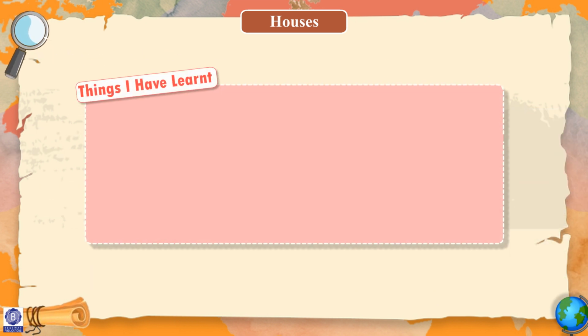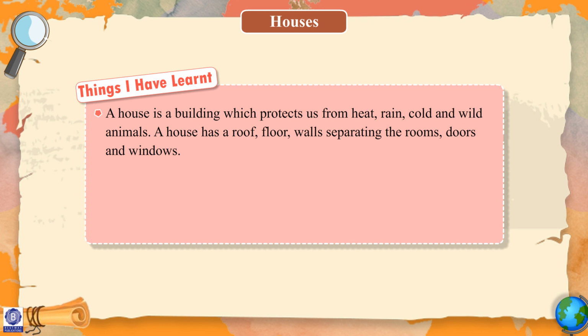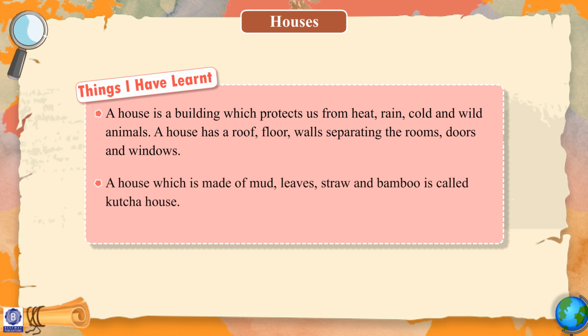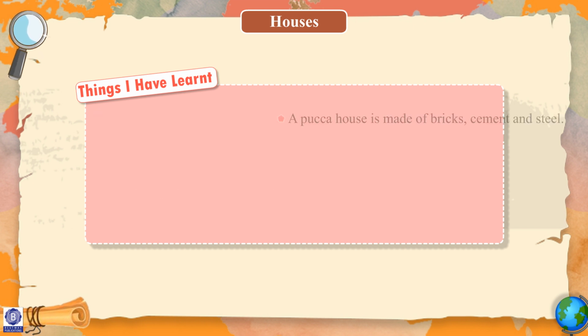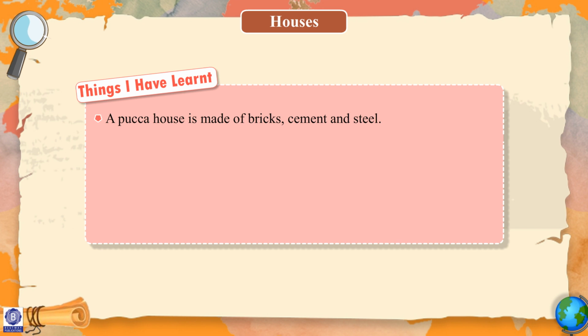Things I have learned. A house is a building which protects us from heat, rain, cold, and wild animals. A house has a roof, floor, walls separating the rooms, doors and windows. A house which is made of mud, leaves, straw and bamboo is called a kacha house. A pakka house is made of bricks, cement and steel. It is very important to maintain cleanliness in the house.